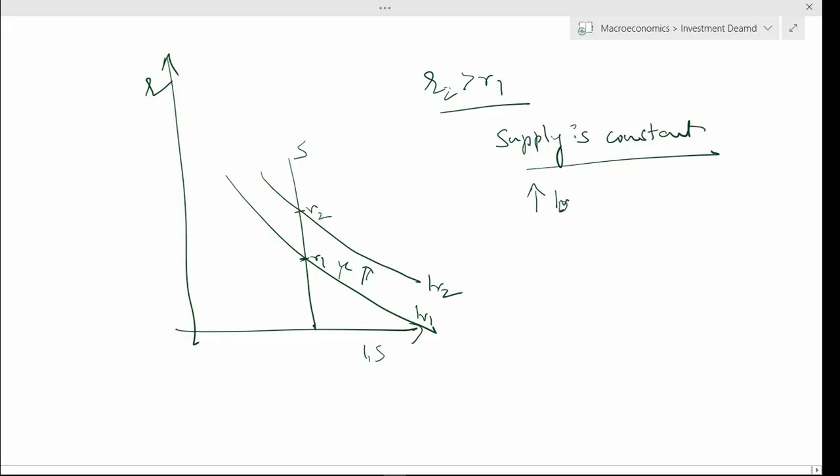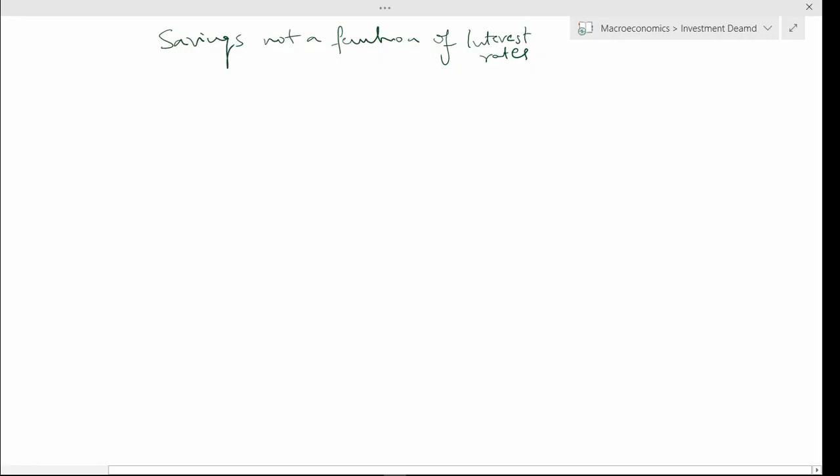The increase in investment demand, let's put it as ID, changes R, that is the interest rates, from R1 to R2. So we see an increase in the interest rates, but the loanable funds remains the same.